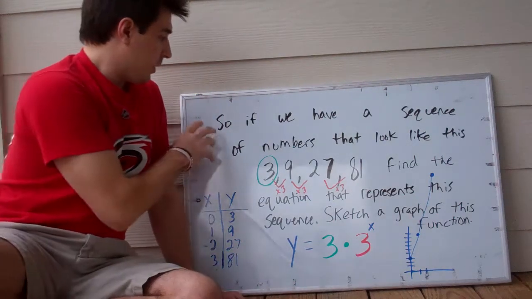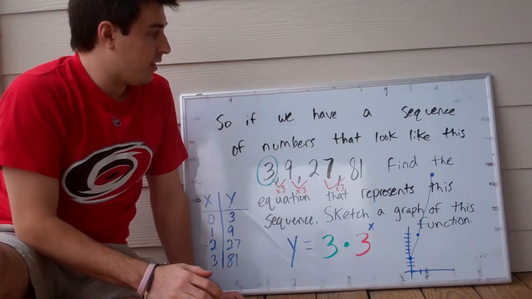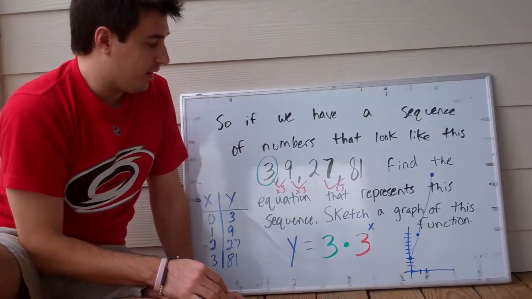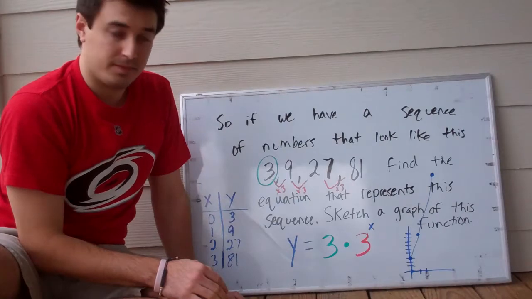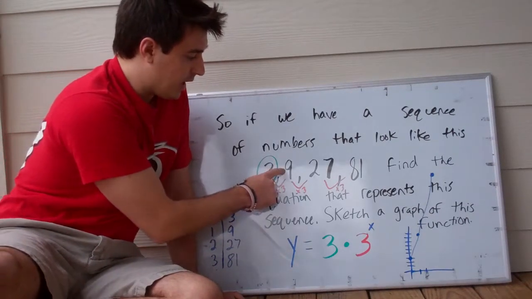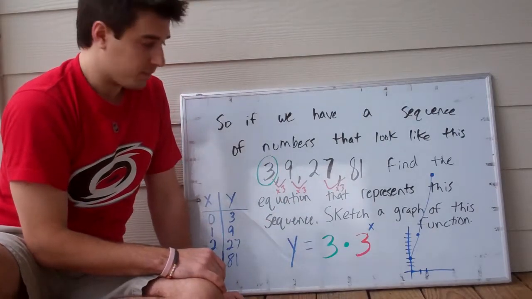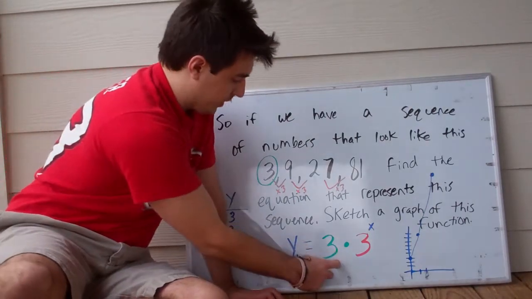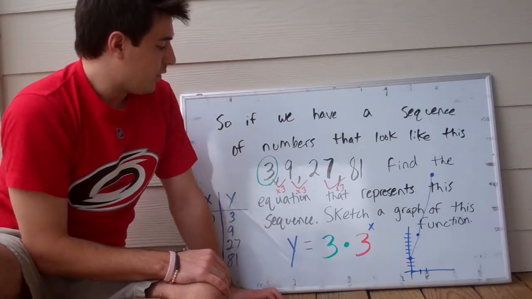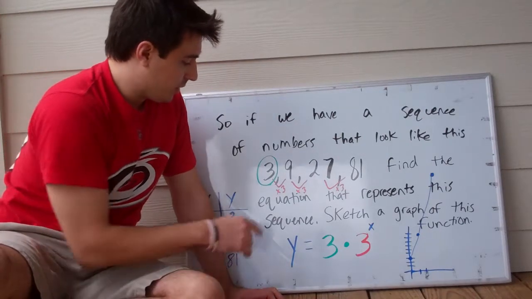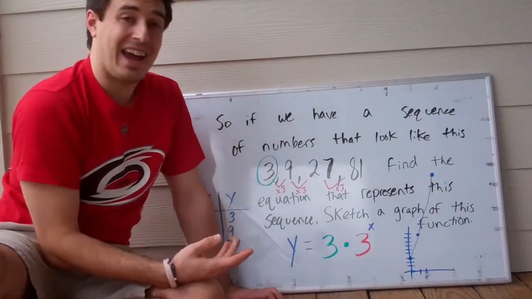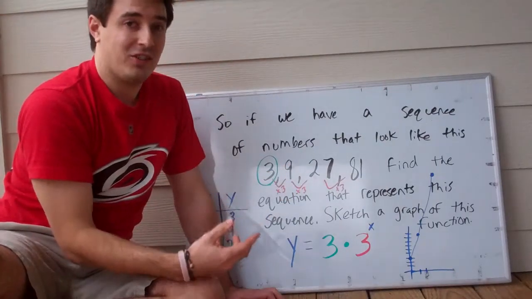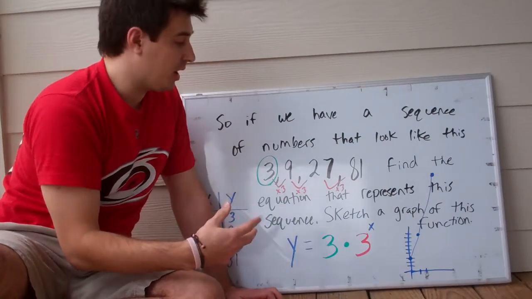Alright, so here. If we have a sequence of numbers that looks like this, find the equation that represents this sequence and sketch a graph of this function. The numbers were 3, 9, 27, and 81. So obviously we can look at this and just tell what our initial number is: 3. So we have to do a little bit of math to figure out what our common ratio is going to be. From 3 to 9, it's either adding 6 or multiplying by 3. From 9 to 27, we're not adding 6 again, so we know it's not going to be an arithmetic sequence, so it has to be geometric.